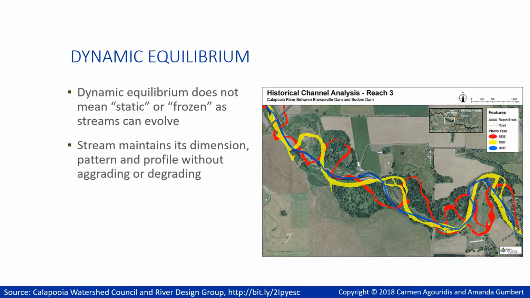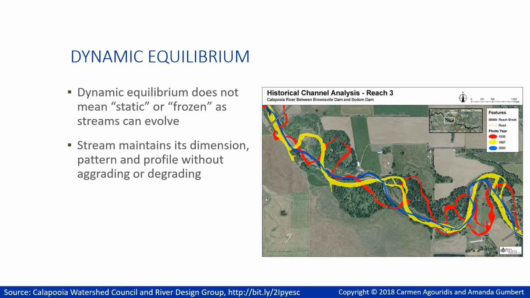The important point is that streams experience some levels of erosion and aggradation, but they do so at a rate that allows them to maintain their general dimension or cross-sectional shape, general pattern or amount of sinuosity, and profile or slope without experiencing excessive erosion or aggradation. When something happens in the watershed, such as urbanization, or the stream is straightened, the stream loses its state of equilibrium and goes through an evolutionary process.